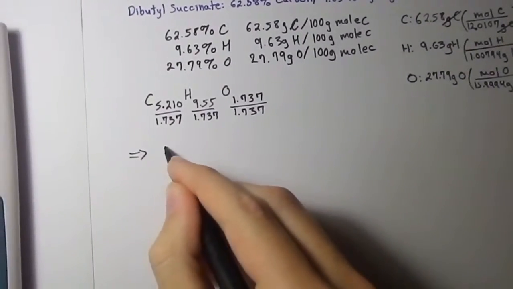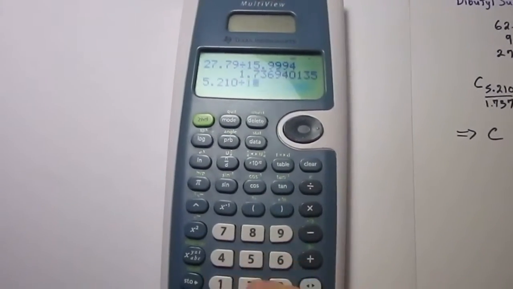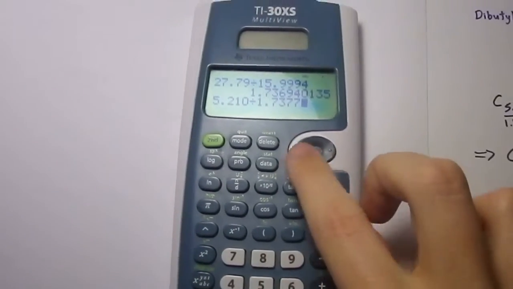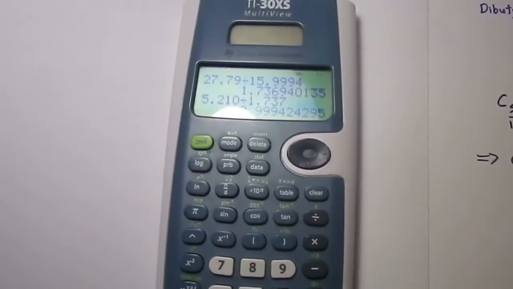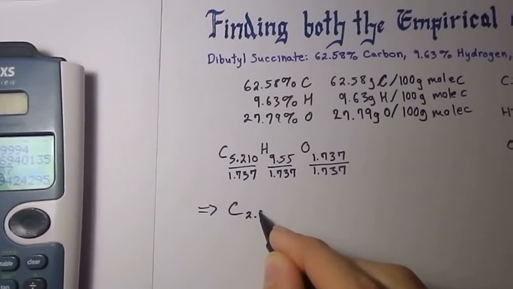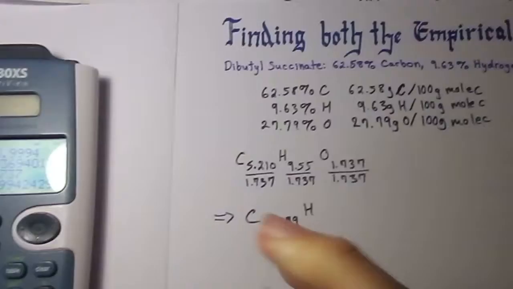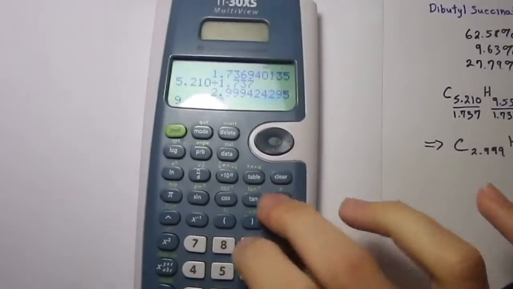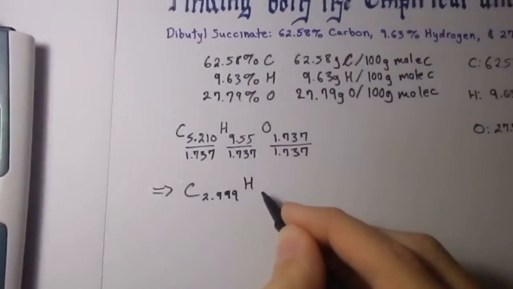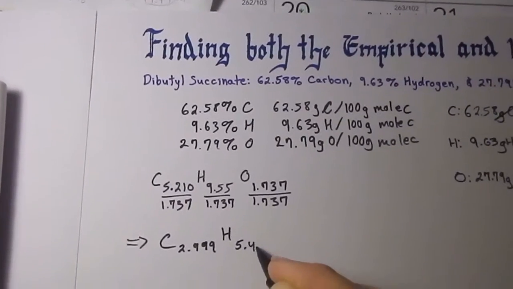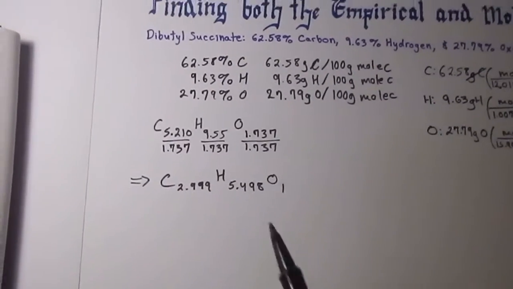So this should equal C: 5.210 divided by 1.737. Let me make sure I got that right. Yep, so it's about 2.999. Okay, and then H: 9.55 divided by 1.737 is about 5.498. Then we have O to the first.